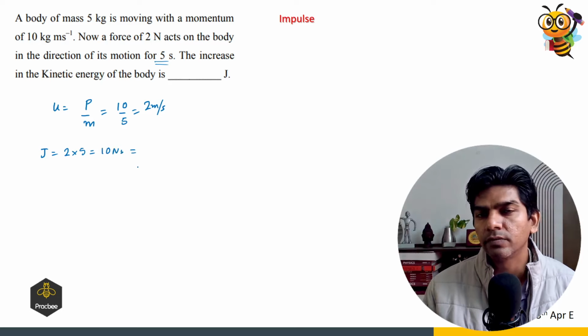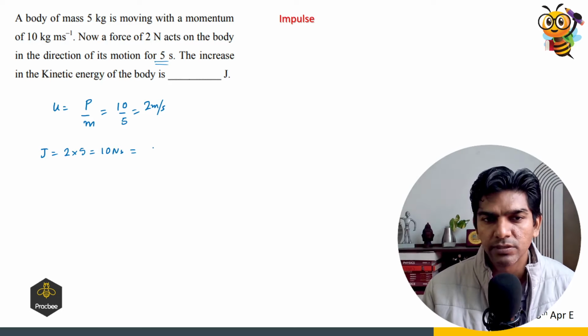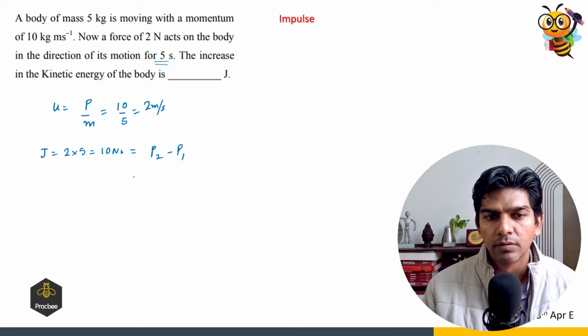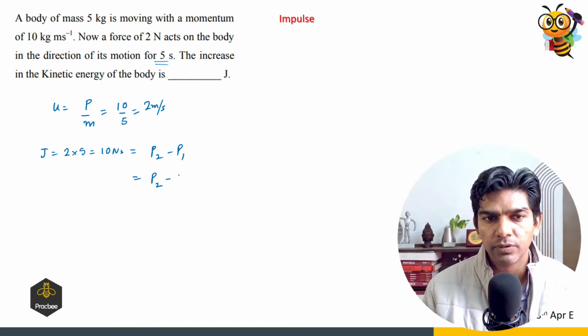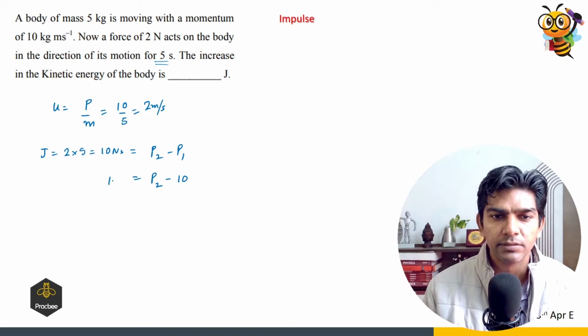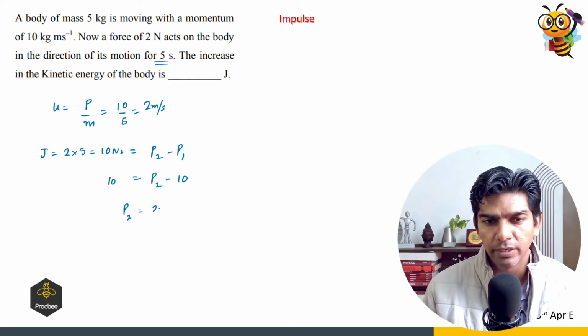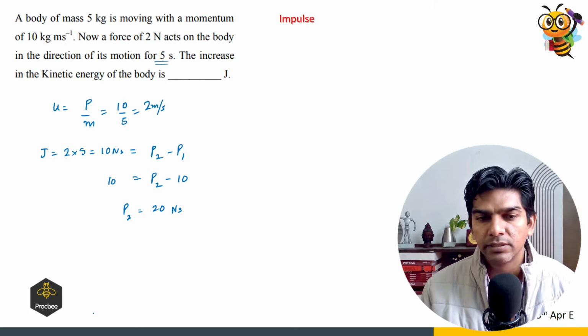Now this impulse will increase the momentum. So we can say P2 minus P1. P2 we can calculate, P1 is 10 and this is 10. So P2 will become 20 Newton second. And we have to find the increase in kinetic energy.